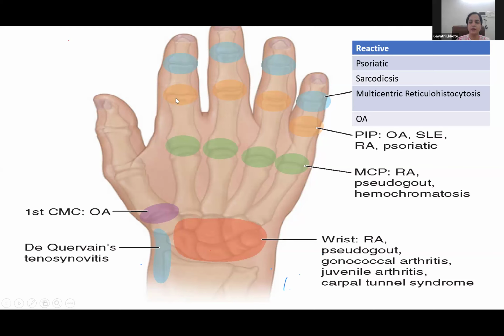Yeah. PIP involvement is very commonly seen in rheumatoid arthritis, psoriatic arthritis, etc. By definition, and this is a favorite MCQ for all students, rheumatoid arthritis spares DIP. Distal interphalangeal joint involvement could be seen in psoriatic arthritis, sarcoidosis, multicentric reticulohistiocytosis, or osteoarthritis, etc. In osteoarthritis, first CMC OA is very common, and de Quervain's tenosynovitis, there are a variety of conditions which can lead to de Quervain's tenosynovitis.